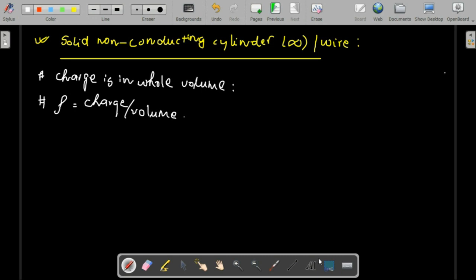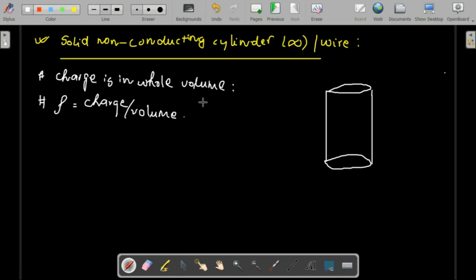So here also we can draw a cylinder. It can be a wire, or it can be a cylinder. Let me just draw a cylinder. And as I said, if we're talking about something of infinite length, that means the distance is small compared to the length, so that's important. So this is my cylinder, which is non-conducting, and at the same time it is solid. So we have got the material even inside.